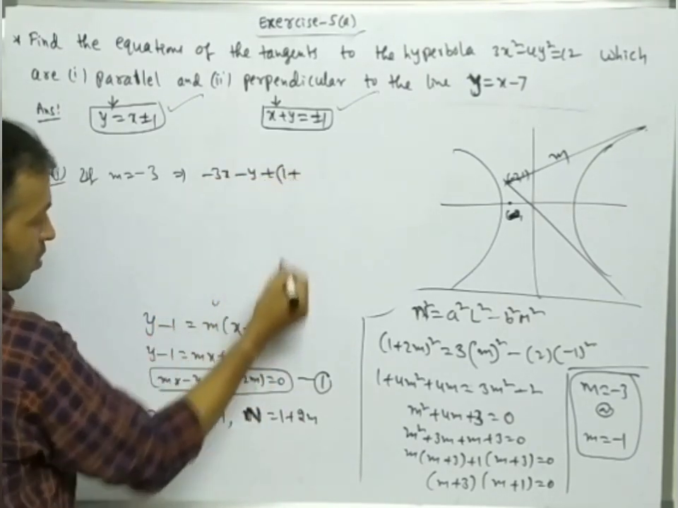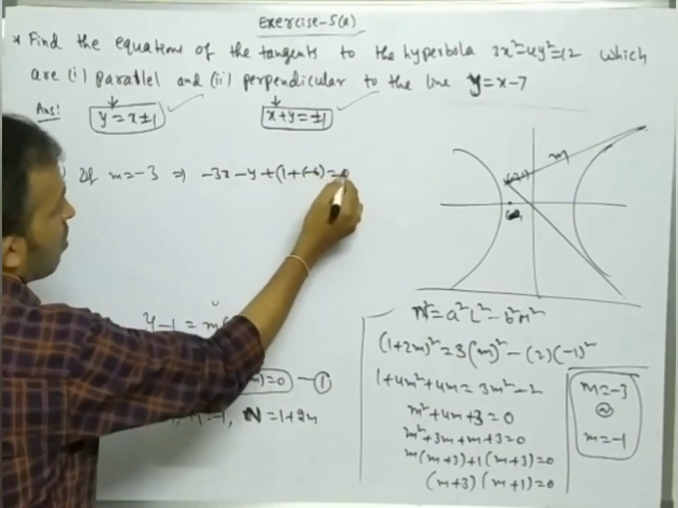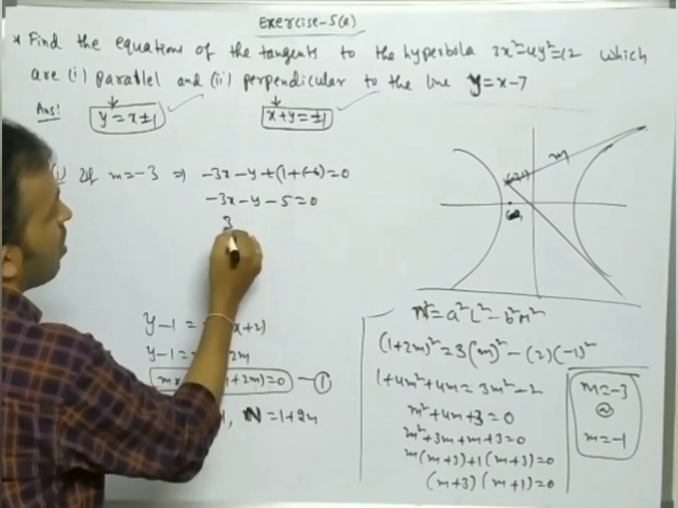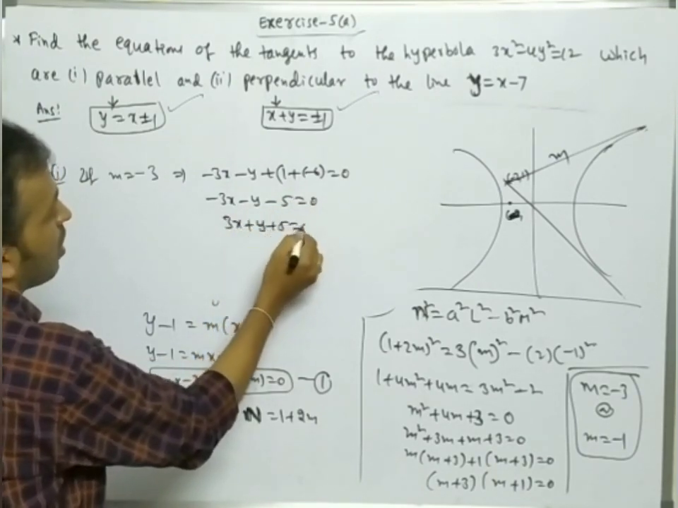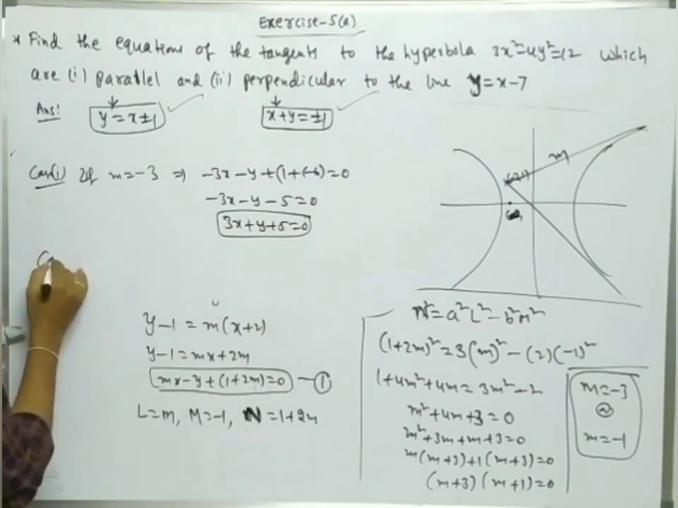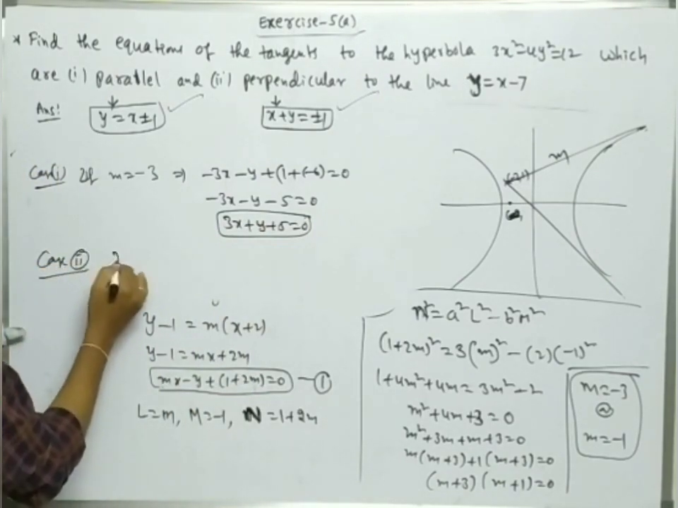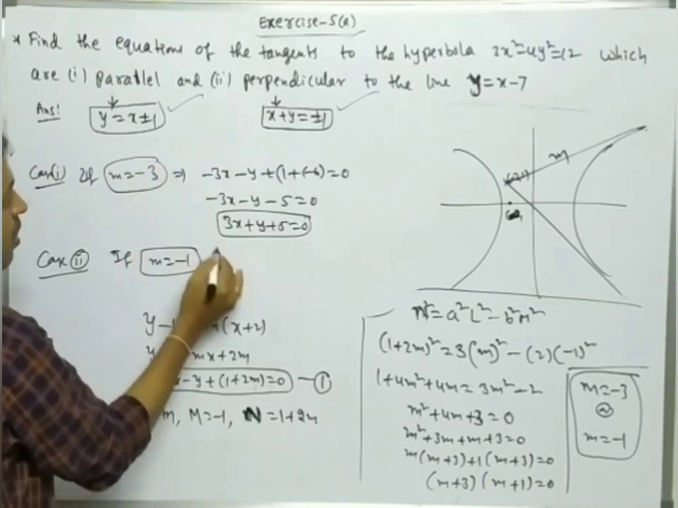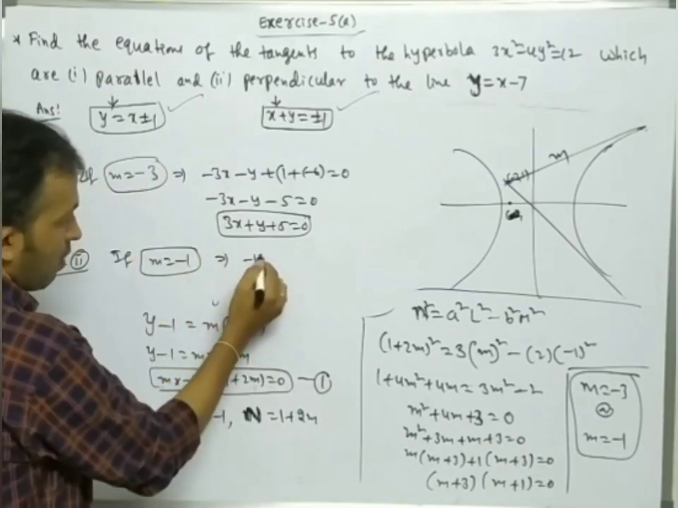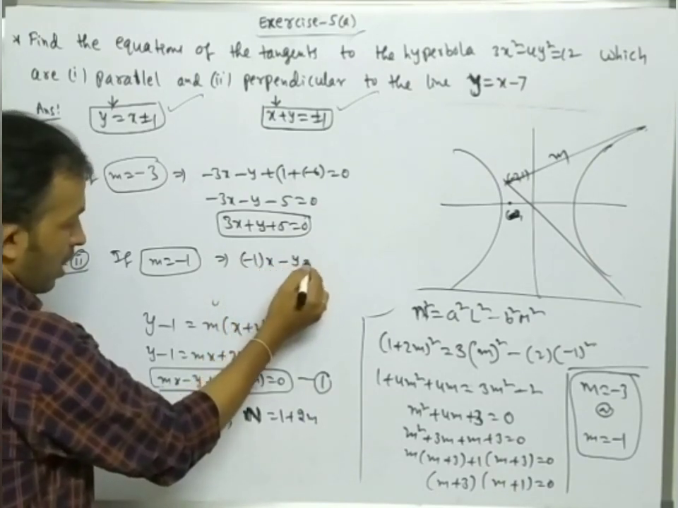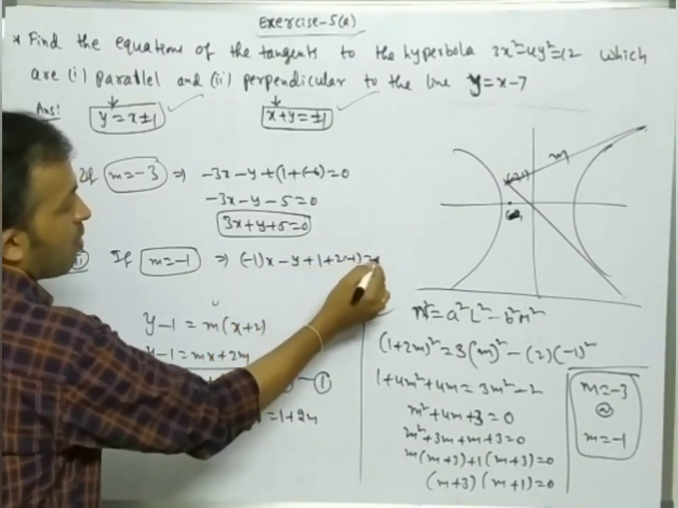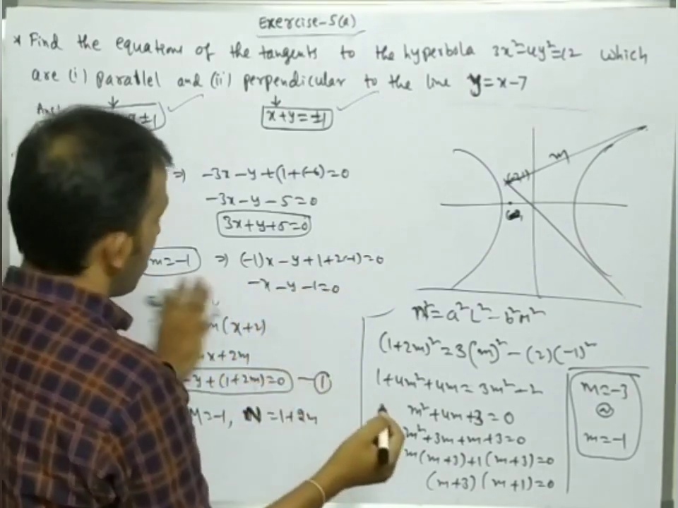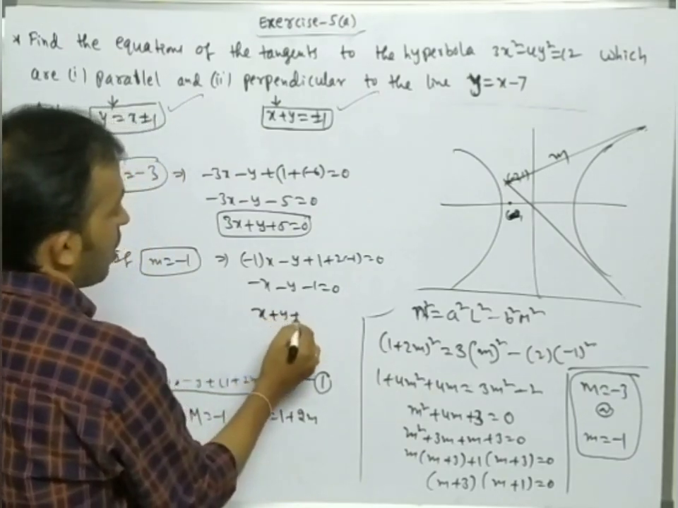Substituting, 2 into minus 3 minus 6 is equal to 0. So minus 3x minus y minus 5 is equal to 0. That means 3x plus y plus 5 is equal to 0. So next case 2, if m is equal to minus 1, this implies minus 1 into x minus y, plus 2 into minus 1 is equal to 0, minus x minus y minus 2 plus 1 minus 1. So that means x plus y plus 1 is equal to 0.